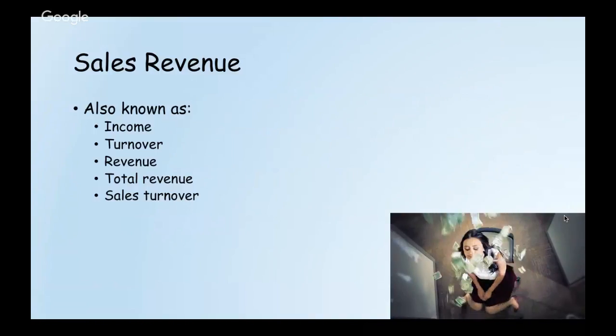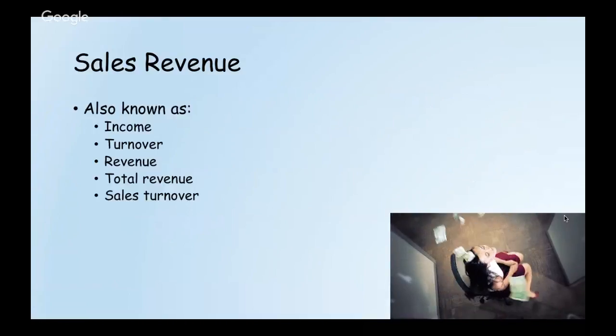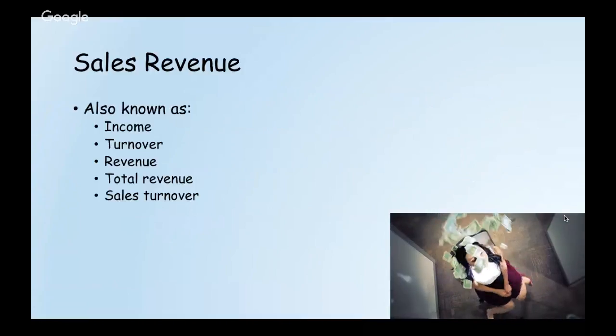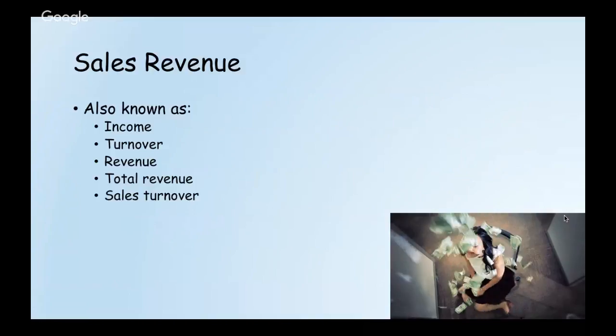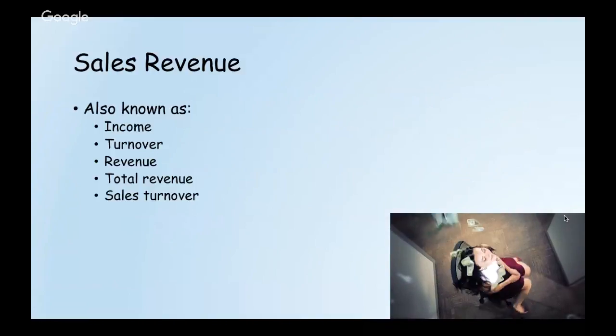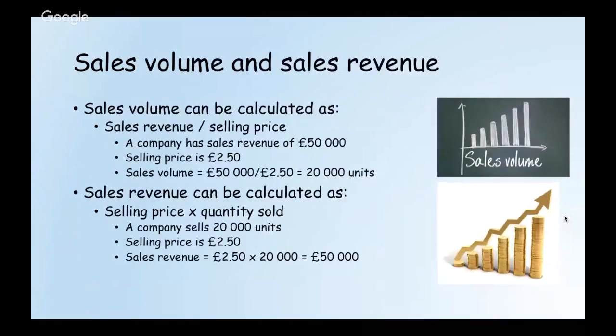So sales revenue, also known as income, turnover, revenue, total revenue, is basically the money you gain from selling your product, whether that be a hairdresser selling haircuts or a table maker selling tables. Sales volume is the amount of sales that we make. How many units do you sell?